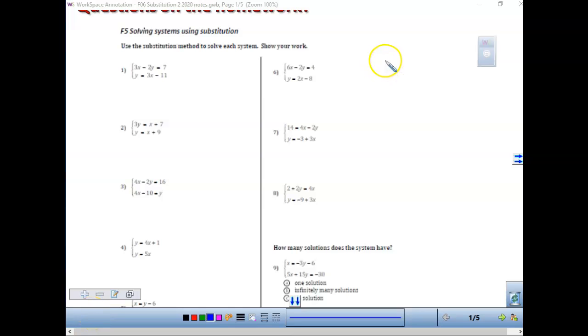On your notebook paper, you have just written down question 1, and please at the top put F5 of your notebook paper and copy the exact problem. 3x minus 2y equals 7. Those of you, if you got it, again, like I said, I might be asking you to help the people that you're sitting by.